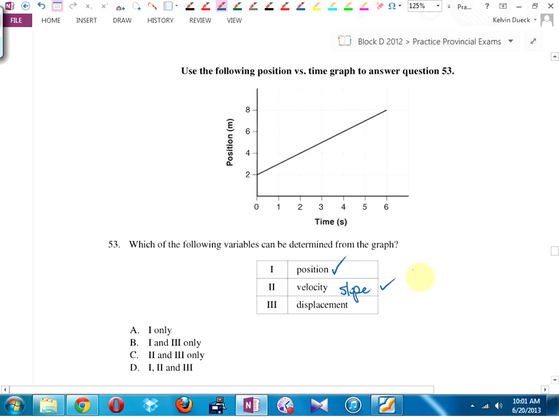Can you find your displacement? Well, your displacement is your change in position, which is final minus initial. The displacement is they ended up at 8, they started at 2, the displacement is 6. Yes, the answer here? You can find all of them.